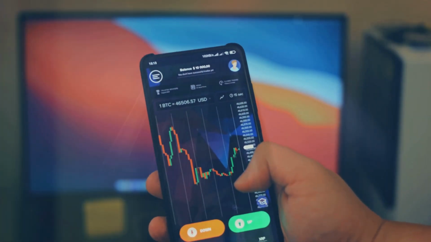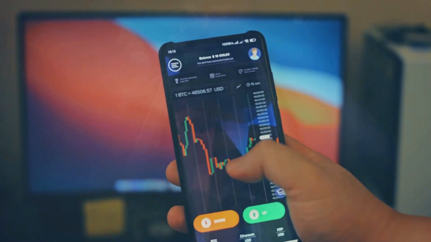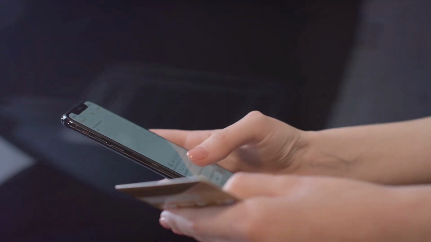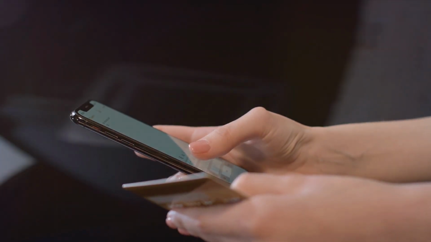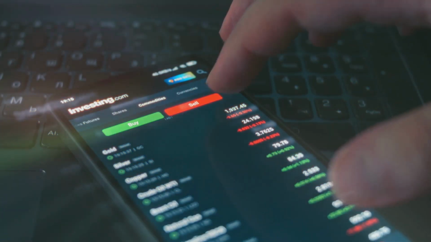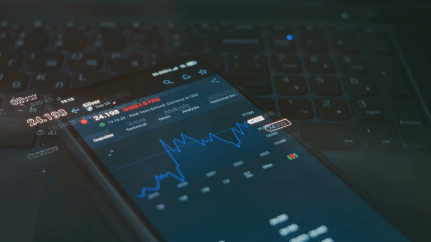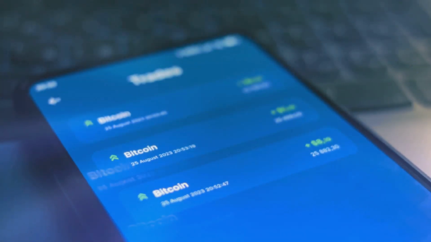I remember learning to trade, and it felt like a huge, complicated world. Many people feel this way. They see complex charts and hear strange words. They think it is only for experts, but it does not have to be that way. Anyone can learn the basics of trading.